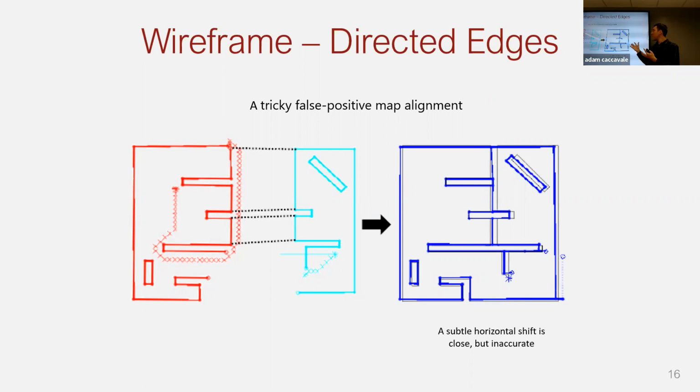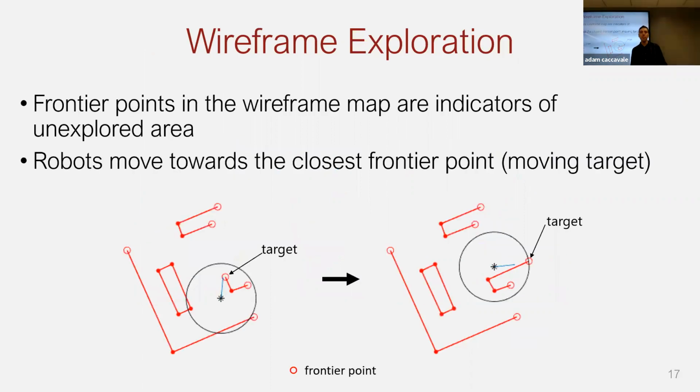While this looks reasonable when you're using bidirectional edges, if you have directed edges, it's easy to identify this and reject this merge. I'll talk more about how merging is done later, but I just wanted to highlight another situation in which these directed edges are useful.